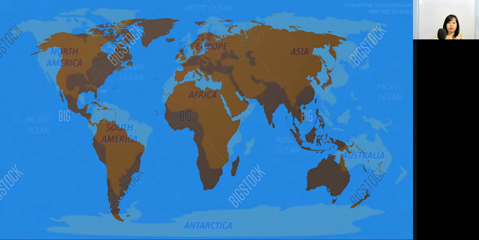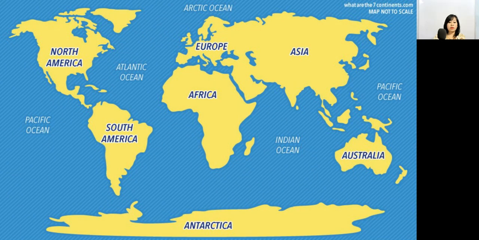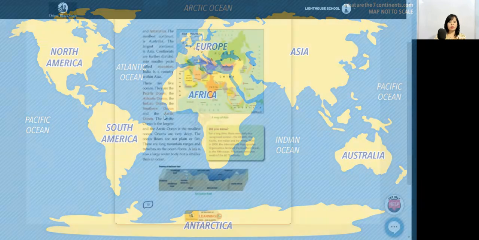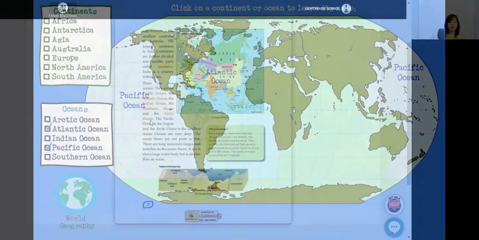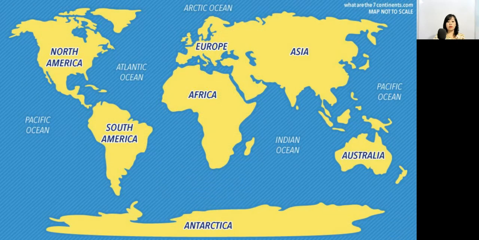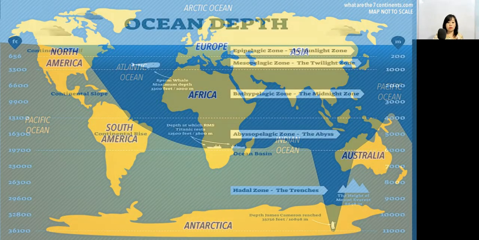Now let's see what is meant by an ocean. The Earth's surface is covered by 70% water. This large water body is known as an ocean. There are 5 oceans. They are the Pacific Ocean, the Atlantic Ocean, the Indian Ocean, the Southern Ocean, and the Arctic Ocean. The Pacific Ocean is the largest ocean, and the Arctic Ocean is the smallest.